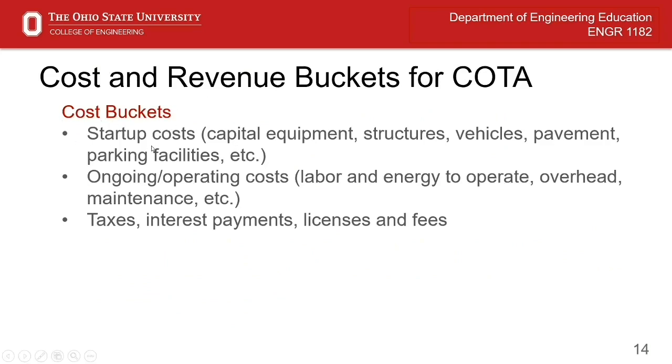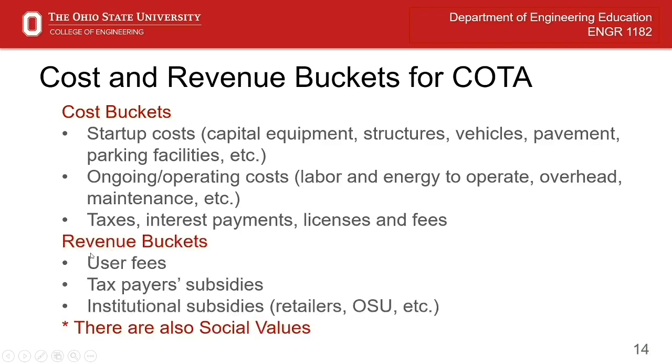We have the startup costs, which in this case would be buying the vehicles, buying the structures for bus stops, things like that. You'd have ongoing operating costs: labor and energy to operate, overhead, maintenance, those sorts of things. And then taxes, interest payments, licenses, fees. These are all potential cost buckets for your project at large, whatever that might be. And then revenue buckets can be things like user fees, taxpayer subsidies, institutional subsidies, etc.